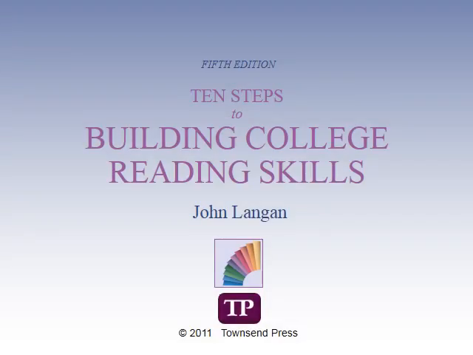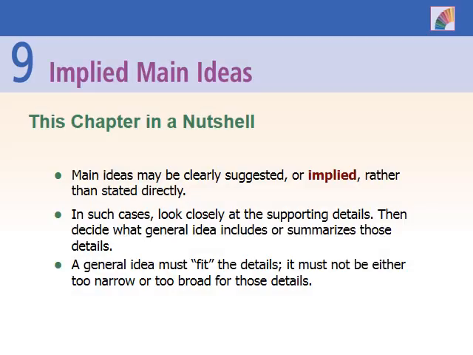All right, so this video is going to be about Chapter 9 of Building College Reading Skills. And if you want to follow along in your book, you can open up to page 355. The title of this chapter is Implied Main Ideas. And one of the things that we've talked about before is the location of main ideas and how to find main ideas.